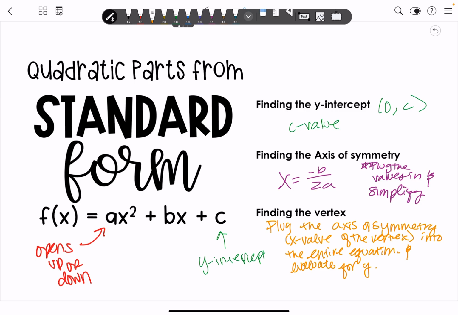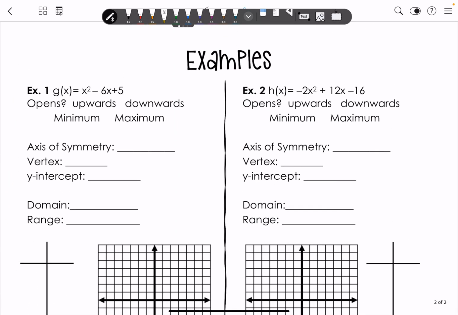Now, the way that you would see the vertex written out, by the way, it would look something like this. Your vertex, where your x value is negative b over 2a, and then it's f of negative b over 2a, meaning you've plugged in that vertex, the x value, into your entire equation. So let's go ahead and do some examples really quickly.